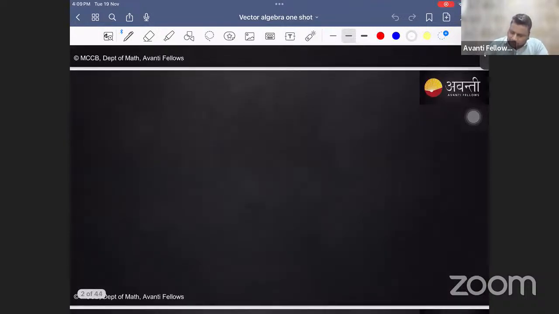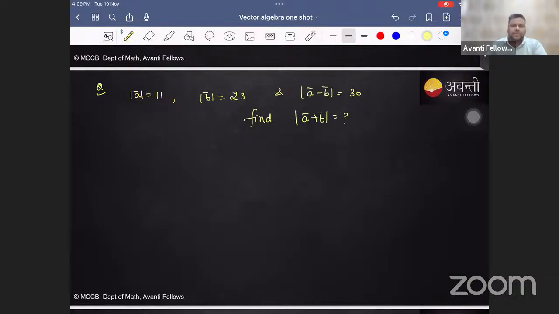Write down a simple question on dot product. Magnitude of A is given as 11. Magnitude of vector B is given as 23. And magnitude of A minus B is given as 30. Then find magnitude of A plus B. Yes, give it a try. You get 1 minute for this, quickly.